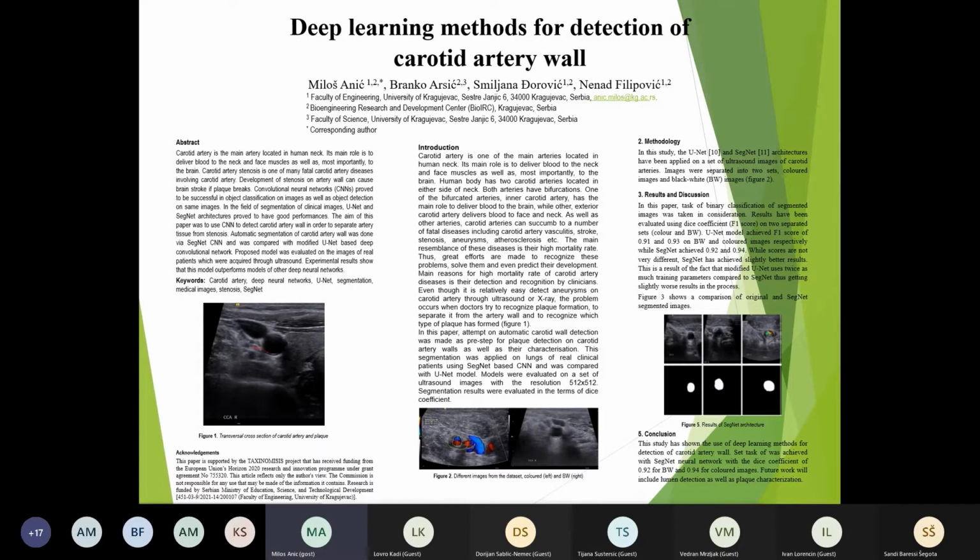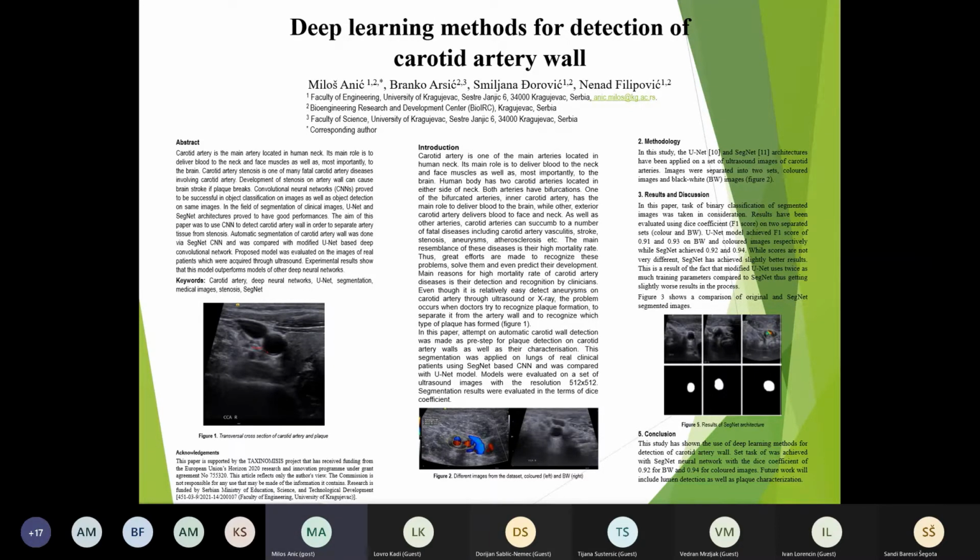But with the development of neural networks and with the development of computer science and computers and computer processors, we could take their studies and make an optimized process of detection of carotid walls, and at the end of plaque.